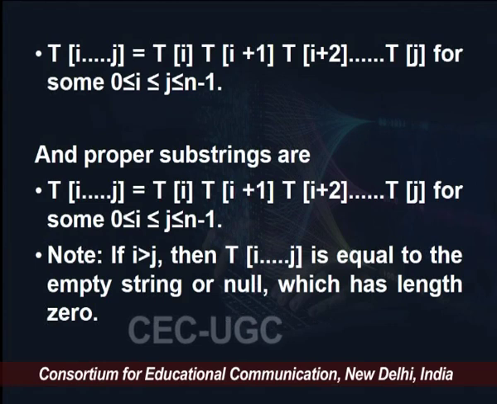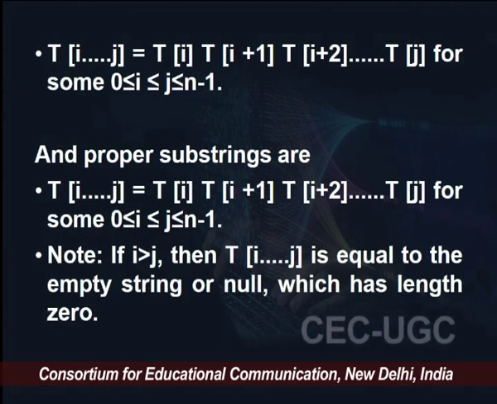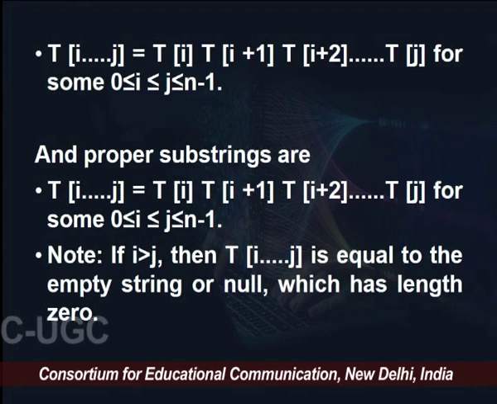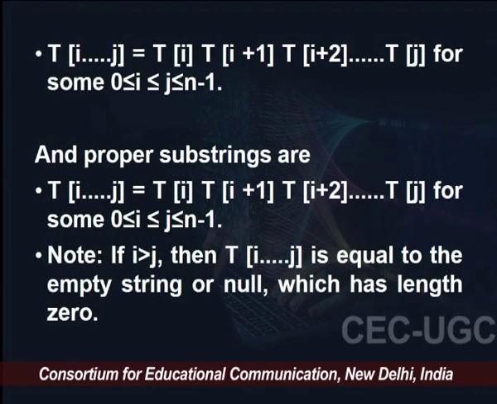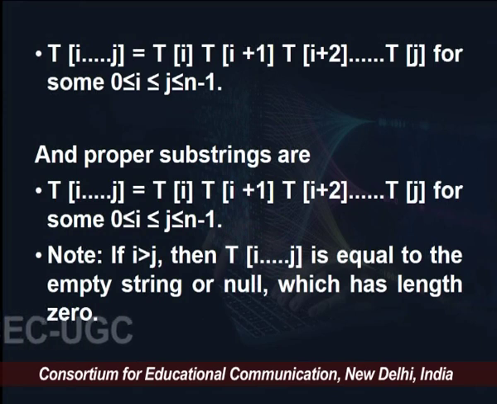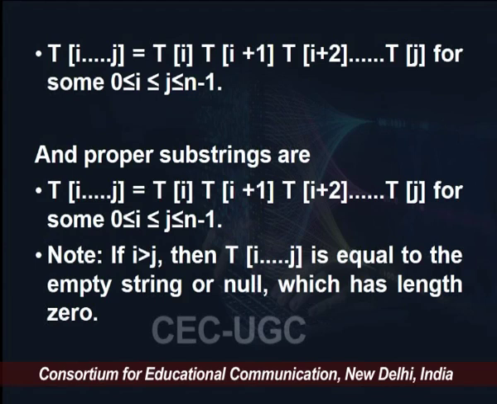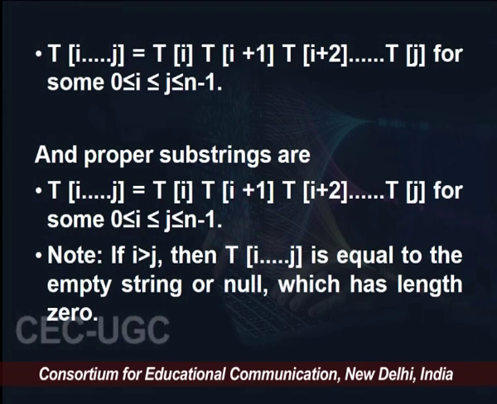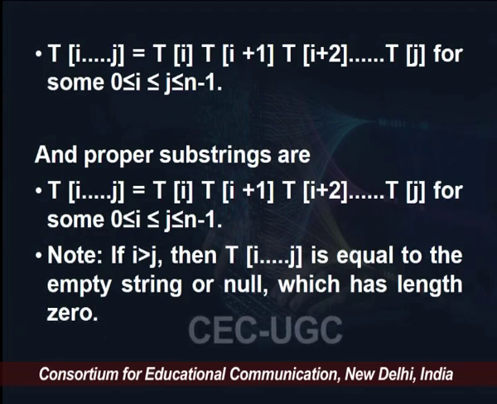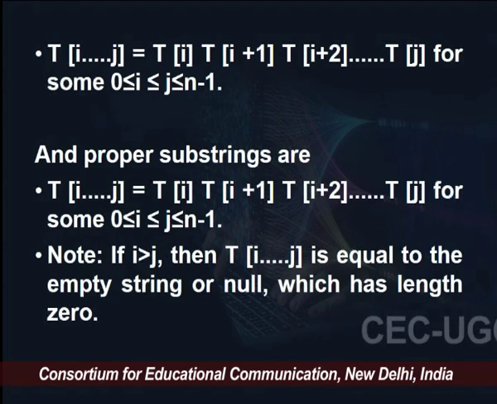So, if we talk about proper substrings, T[i to j] is equal to T[i], T[i plus 1], T[i plus 2] till T[j]. Now, why are we taking i less than or equal to j? If i is going to be greater than j, then T[i to j] is equal to an empty string which has a length 0. So that means we need to be careful about the starting index as well as the ending index when we talk about strings here.